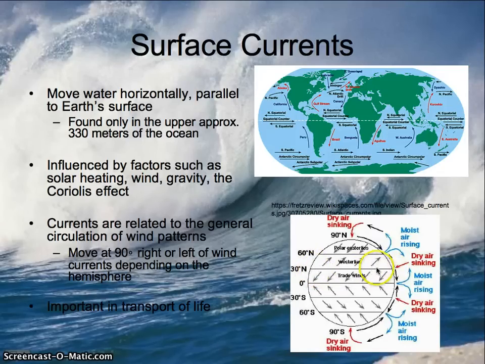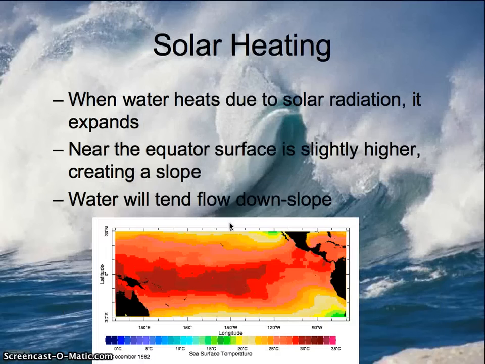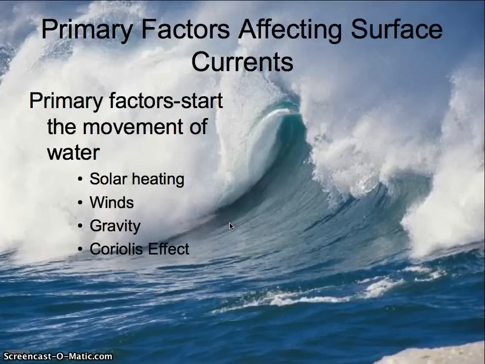So you end up having warm, moist air rising up toward the poles at 60 degrees north latitude and then sinking down towards 30 degrees. And as it gets pulled up by the polar vortex, it goes from the westerly direction towards the east. Now, currents move at a 90-degree right angle, left or right of the wind current, depending on the hemisphere. So these air masses drive wind currents or drive ocean currents. And it's important to the transport of life. So the primary factors that move water are solar heating, wind, gravity, and the Coriolis effect.